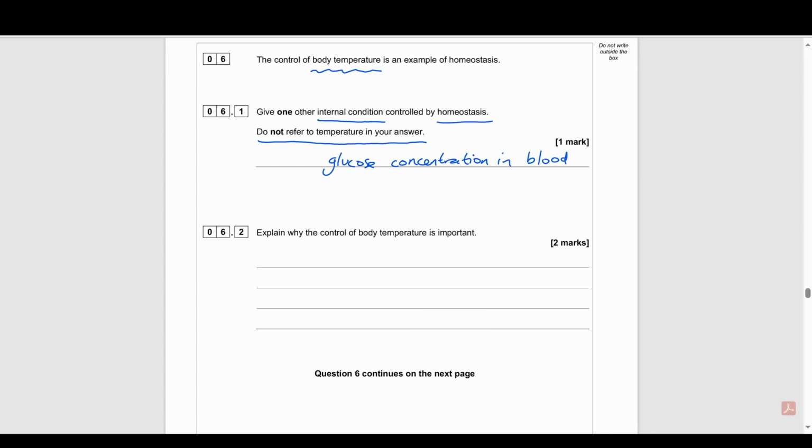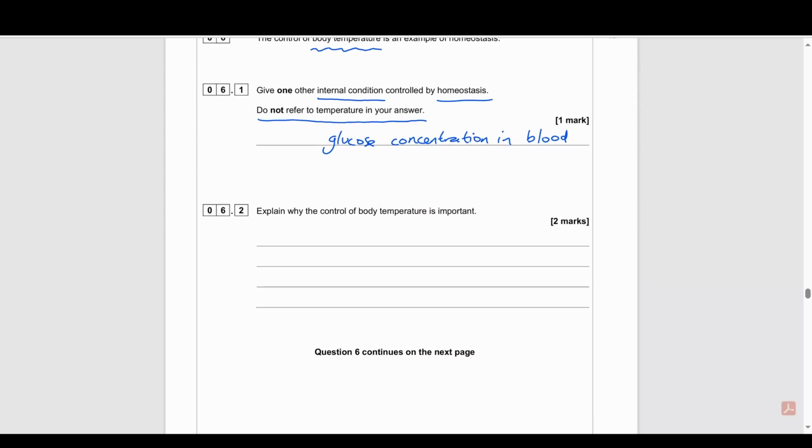The other thing that you could say is the levels of water in the blood. And that's regulated by the hormone ADH. But this is not part of your specification.